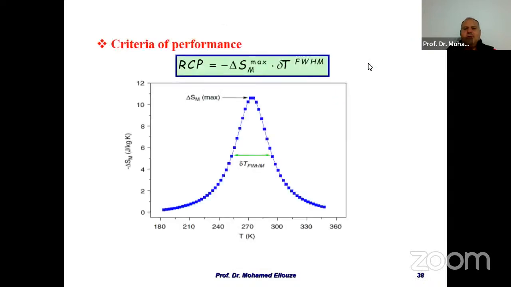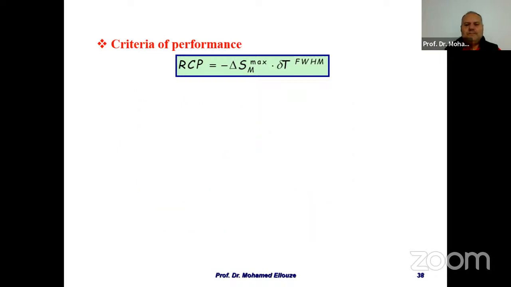There is also something very important for this kind of sample, called the criteria of performance, which is given by this formula: the variation of magnetic entropy at its maximum times the distance between the half peak temperatures. The criteria of performance, RCP, gives us a good idea about the use of our samples.